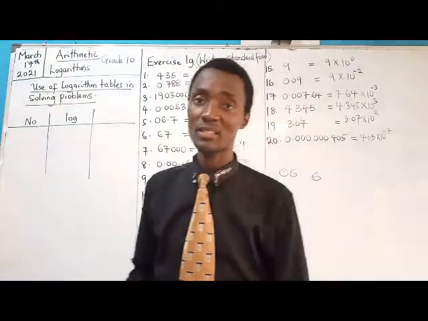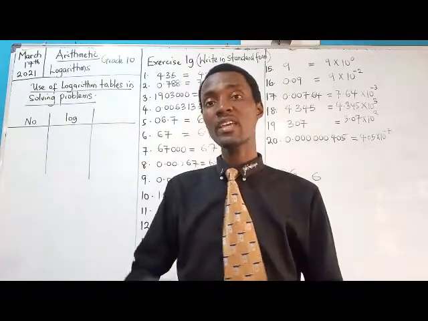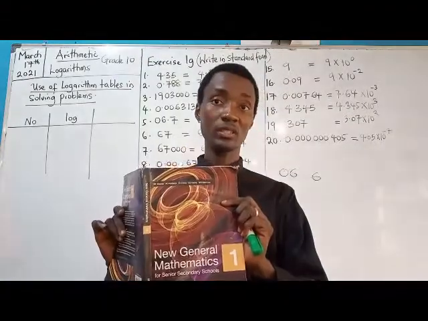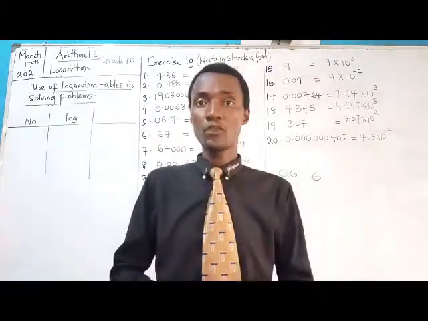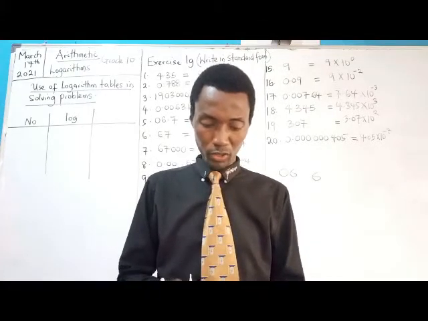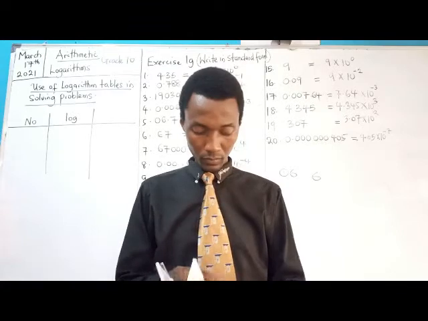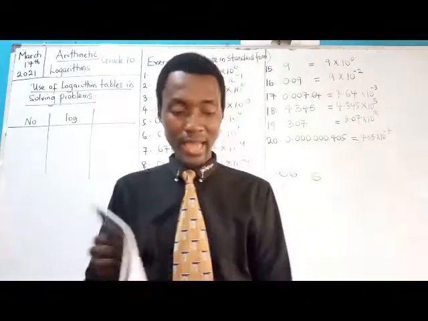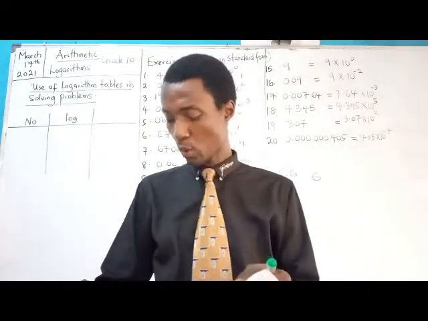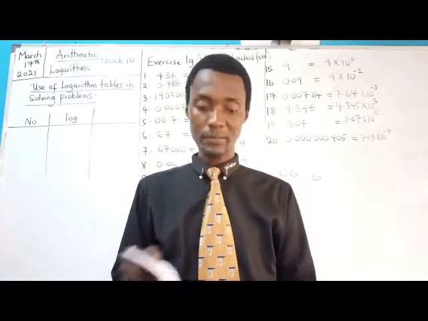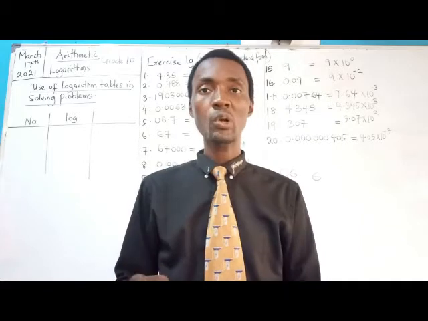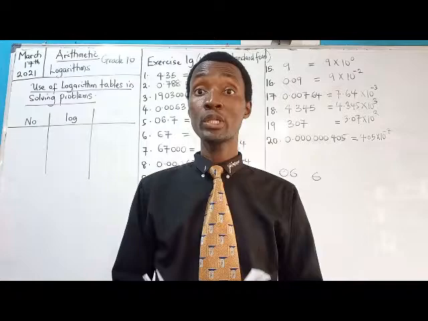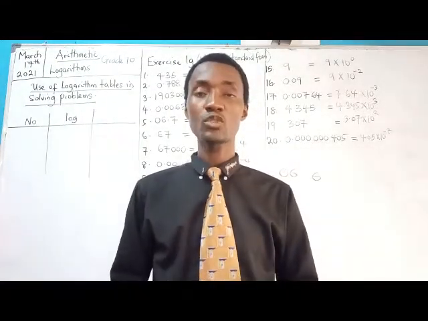What most writers of modern math textbooks have done is to place these tables behind the textbook. For instance, if you're using the new general mathematics for SS1 or grade 10, if you go to the back of the book, and you check page 251 and page 252, you're going to see in 251 what is called logarithm of numbers, and in page 252 is called the anti-logarithm of what? Numbers.